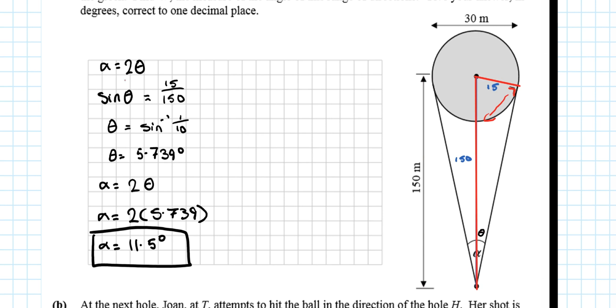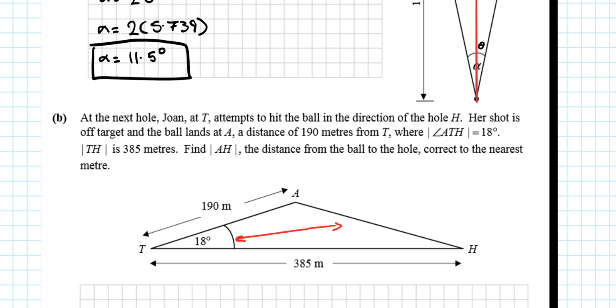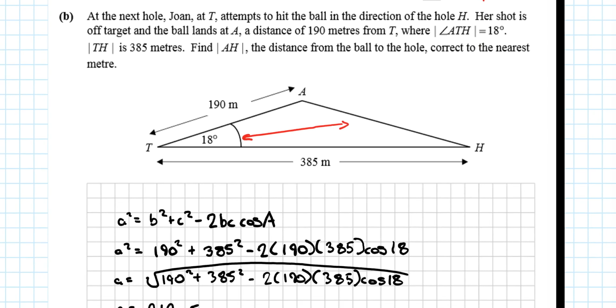And theta is going to, or 2 times theta would be alpha. So find theta by going opposite over hypotenuse. And 15 divided by 150 is 1/10. So I'm doing sine inverse of that, and I'm getting 5.739 degrees. Double that to get 11.5 degrees. Really nice little start. Next part.